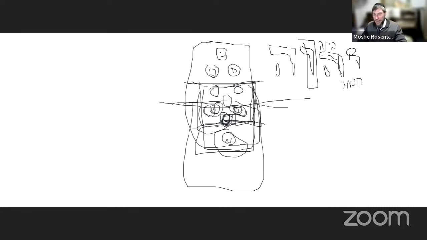So this piece right here, that is yesod of Ze'er Anpin, yesod of that midah. So that becomes das of the midah below it. Correct? Keser is up here, but das would be over here, superimposed over yesod of the level on top of it.